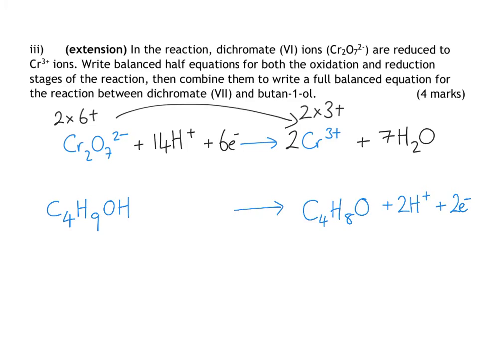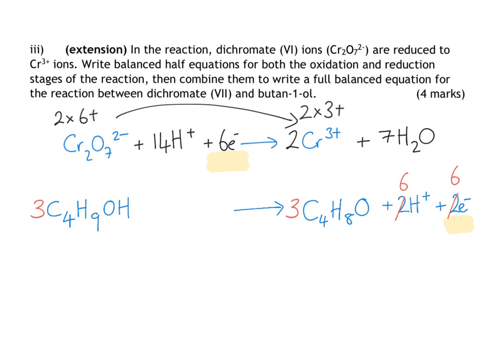Okay, how we then combine them is we need to balance the electrons so that they cancel out. So we've got 6 electrons on the left hand side for my reduction, 2 electrons on the right hand side for my oxidation. So I need to take the second equation and times the whole thing by 3 to get 6 electrons in the second equation as well, and then when I add them together, those electrons will cancel out and I'll get a full equation. So I've got 3 butan-1-ol, 3 molecules of butanal, 6 hydrogen ions, 6 electrons.